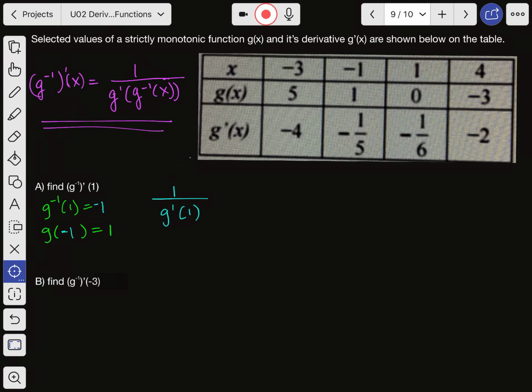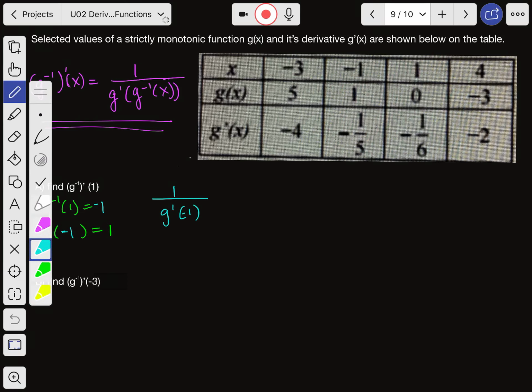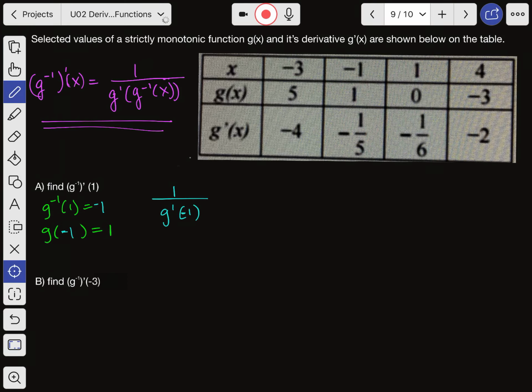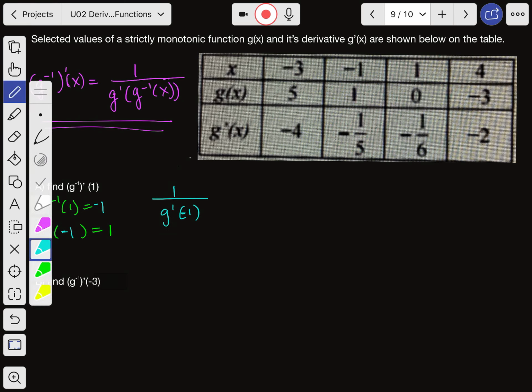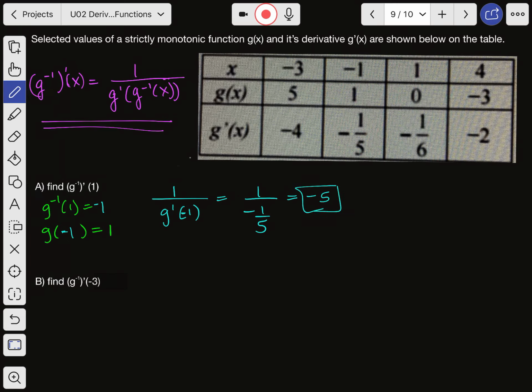Let's just double check my work. Back up for just a second. My input value, what's going to give me 1 on the output? Negative 1. That should have been a negative 1. Okay, I'm back on the right track. All right, so now the derivative at negative 1. There we go. The derivative at negative 1 is equal to negative 1/5. 1 over negative 1/5. The reciprocal of negative 1/5 is negative 5. And that's my answer. Okay, let's try one last problem here.